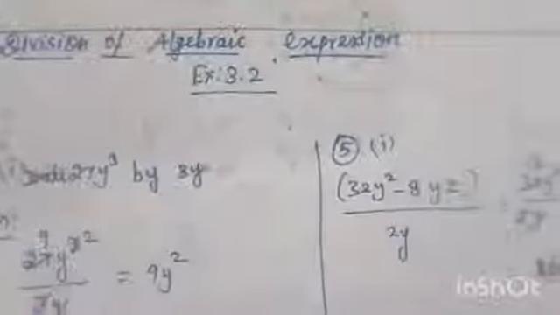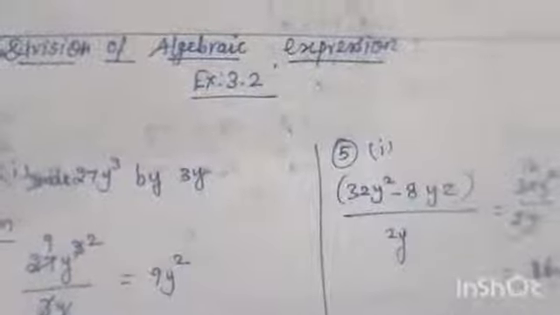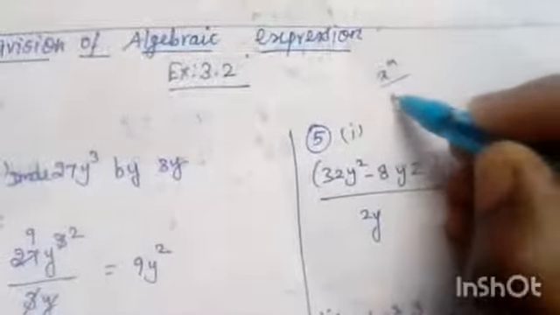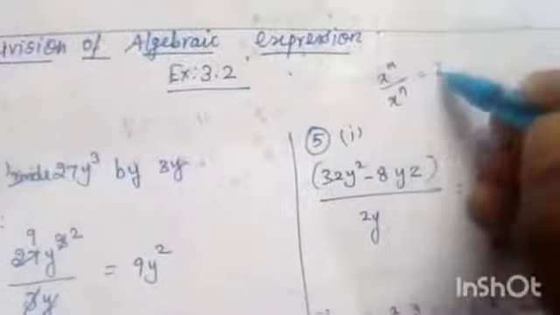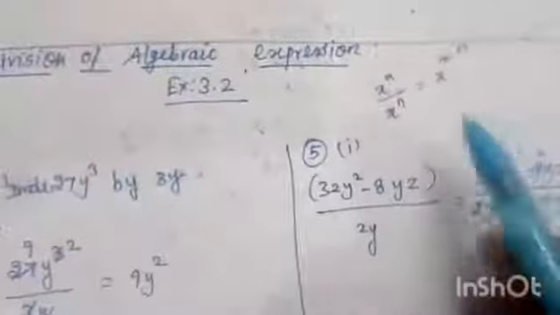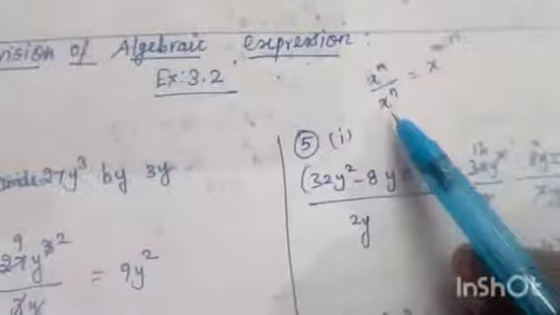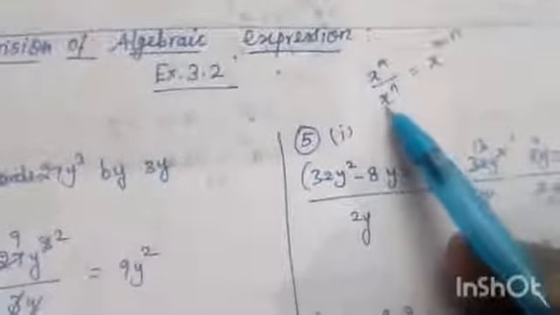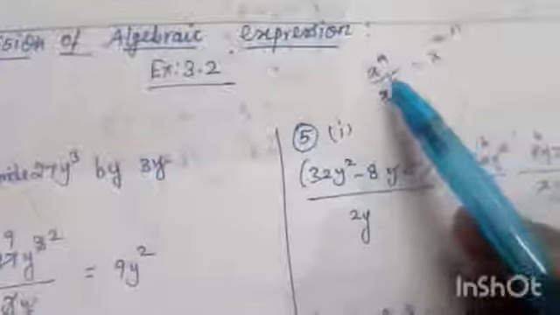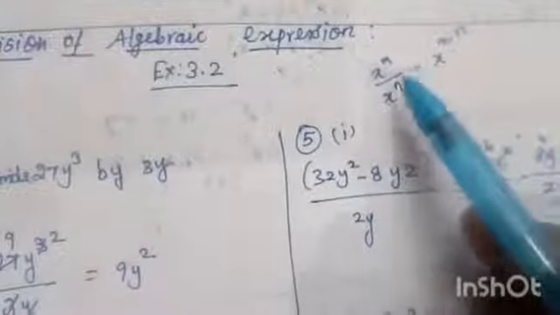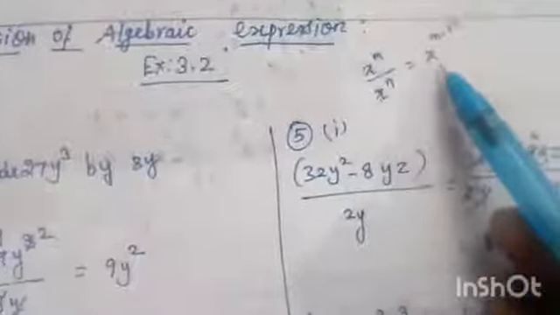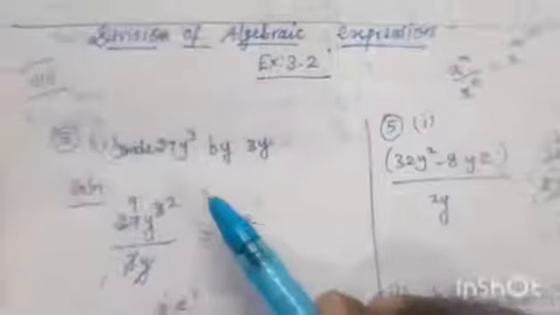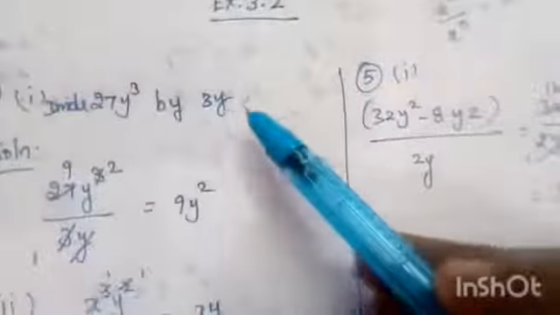For division of algebraic expressions, you know the law of exponents for division, that is x power m by x power n is equal to x power m minus n. When there are two expressions in a division with the same base, we have to subtract the powers. That you must remember. Now the first problem: divide 27y cube by 3y.